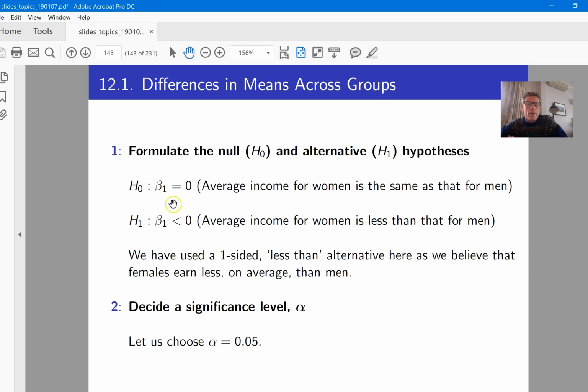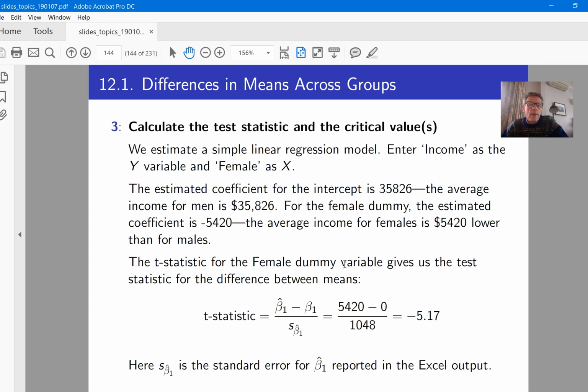Null hypothesis: the slope is 0. In other words, there's no difference between men and women. In this case, we think, if anything, women will be earning less than men, so we assume a negative slope, because a negative slope would indicate that the average income for women is less than that for men. This kind of seems to make sense in this context. We'll choose 5% as we did last time. We'll calculate our t-statistic as minus 5.17, and there's a little discussion there about the meaning of that estimated slope coefficient of minus 5420. But we get a t-statistic here of minus 5.17.